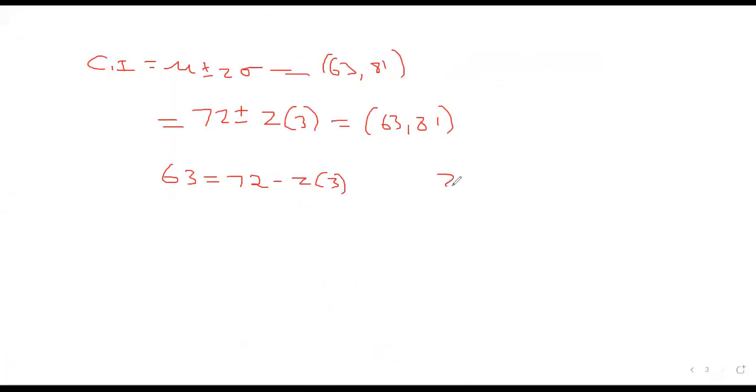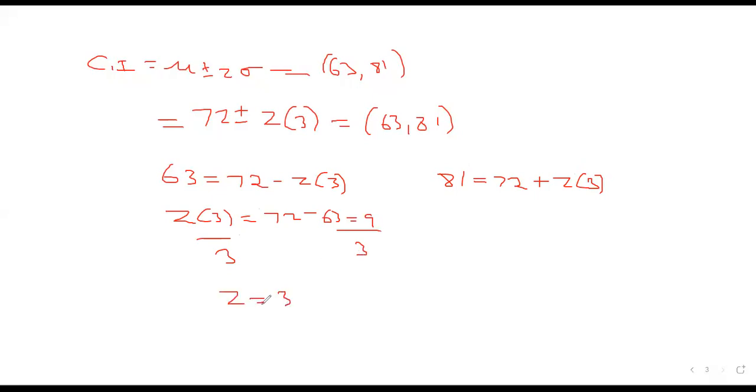Using the upper bound, 81 should be equal to 72 plus z, then here put a 3. You still get the same answer. So z times 3 is equal to 72 minus 63, which is equal to 9. Divide 9 by 3. So our z therefore is equal to 3 standard deviations.